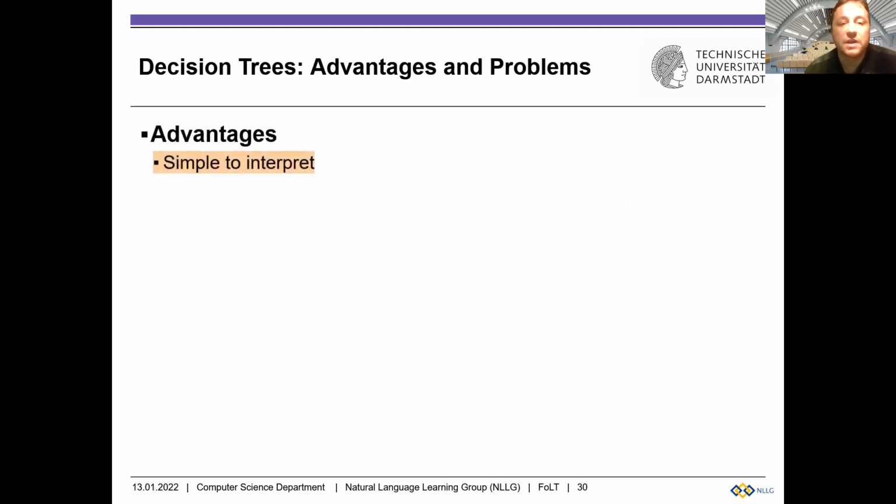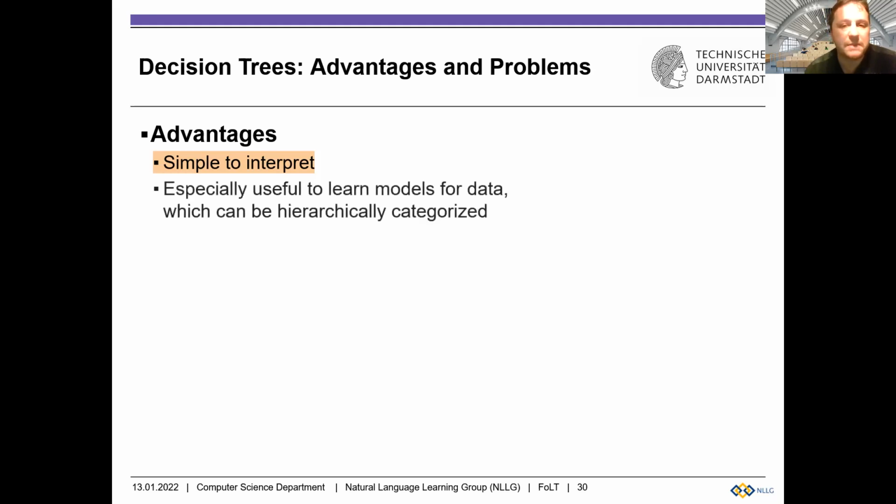What are the advantages? They're simple to interpret, and this is one of the main reasons that they have actually been reused in the last couple of years. They were invented a long time ago, in the 80s and 90s of the 20th century, and they weren't so popular in the last 20 years, let's say. However, the fact that they are easy to interpret and easy for humans to read, and that their structure is also similar to human reasoning, is something which is very appealing. So that is a big plus for them.